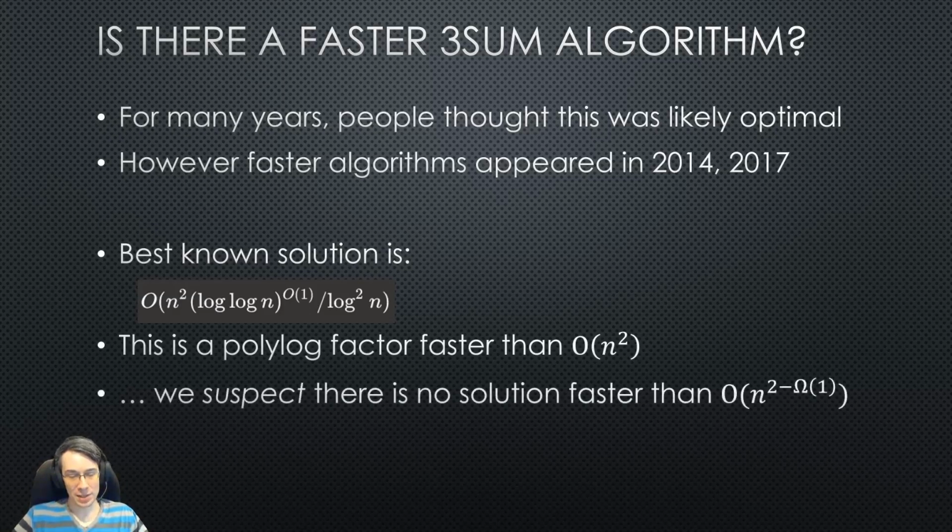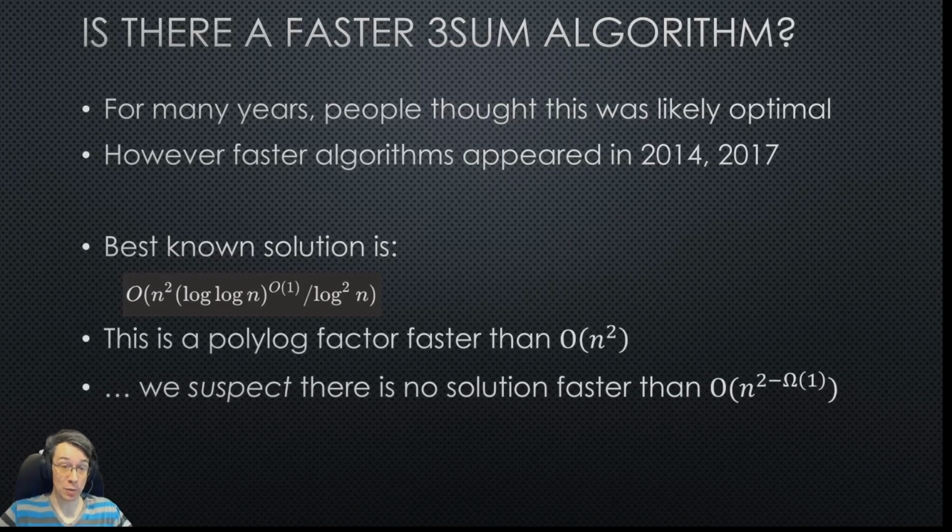And we suspect that there's no solution that's faster than order n to the 2 minus a constant. So the question is, can we get order n to the 2 minus a non-constant factor? Probably not. But maybe not. This is an open question.